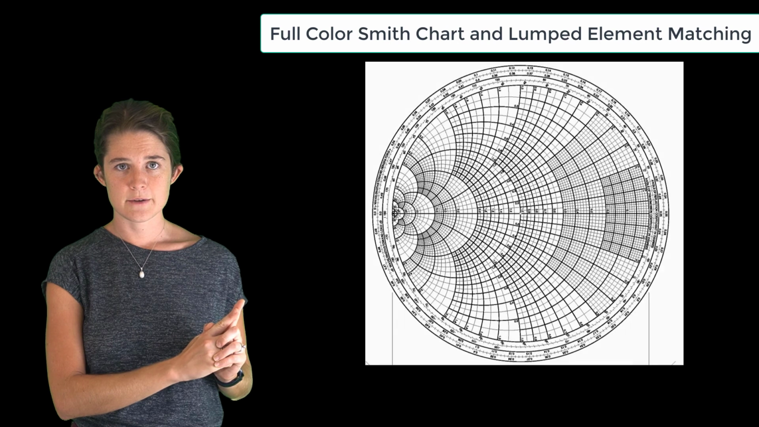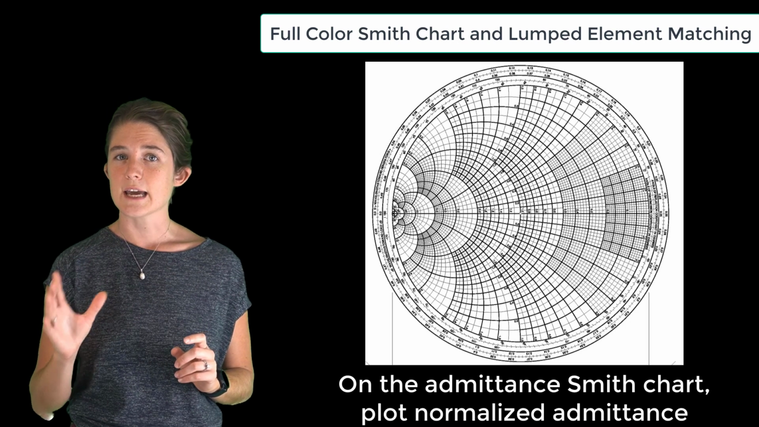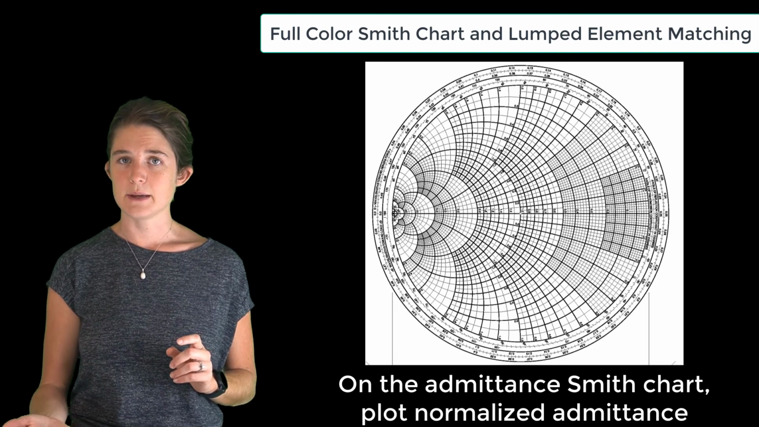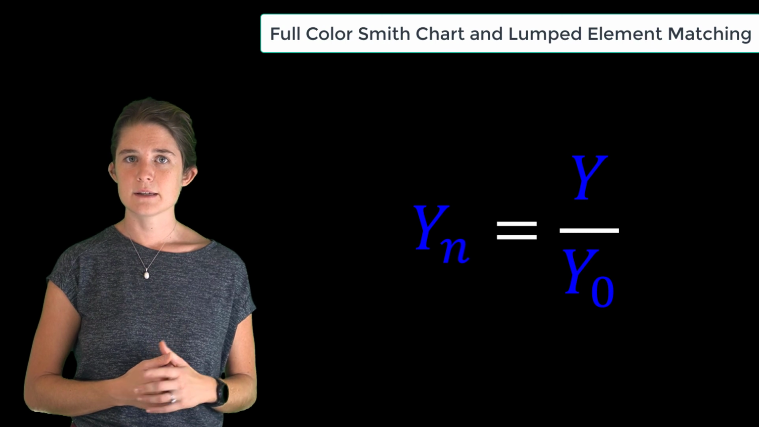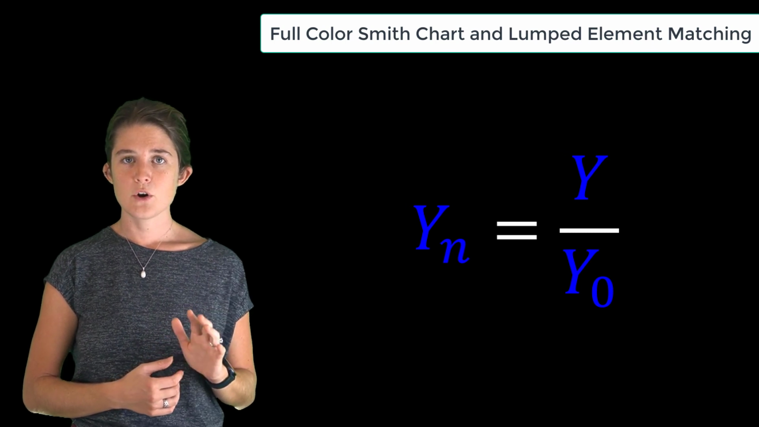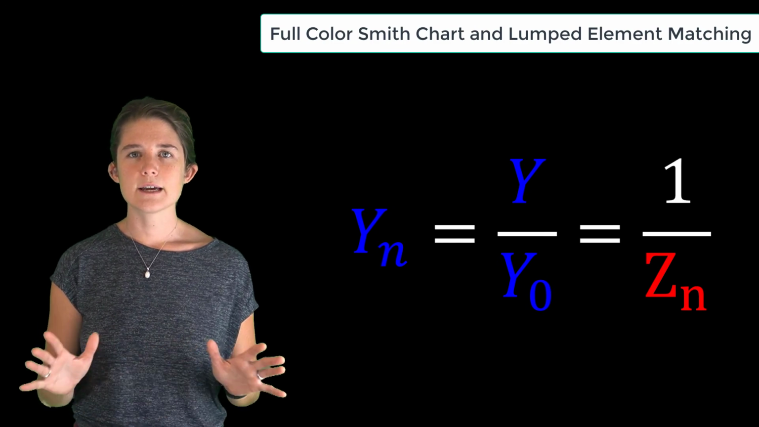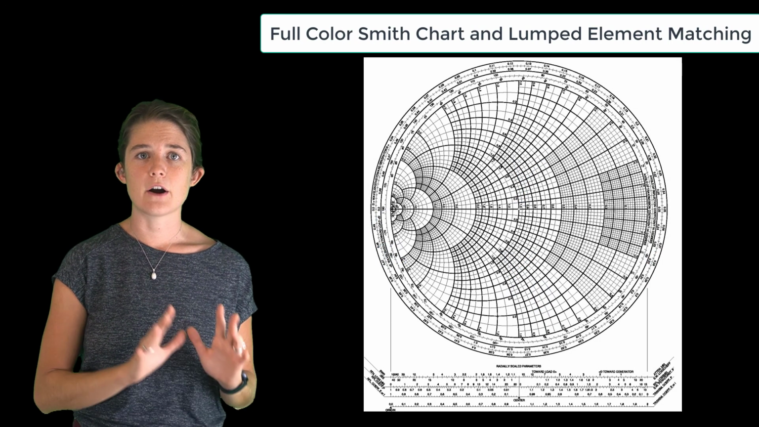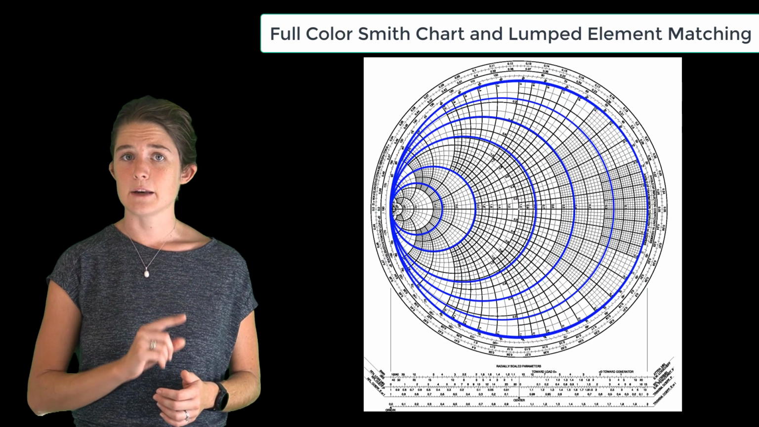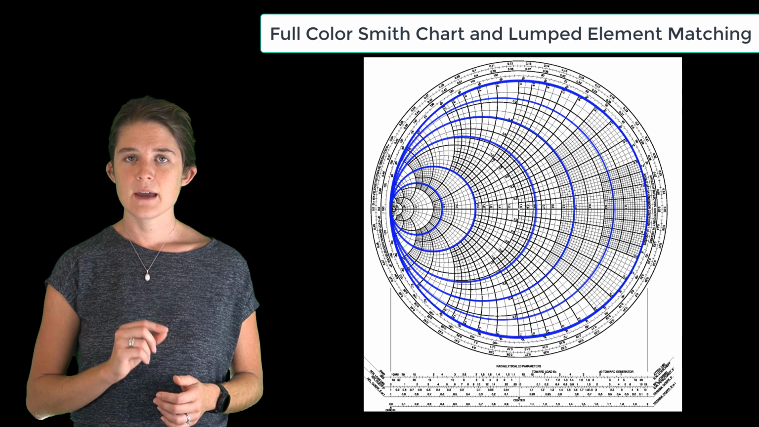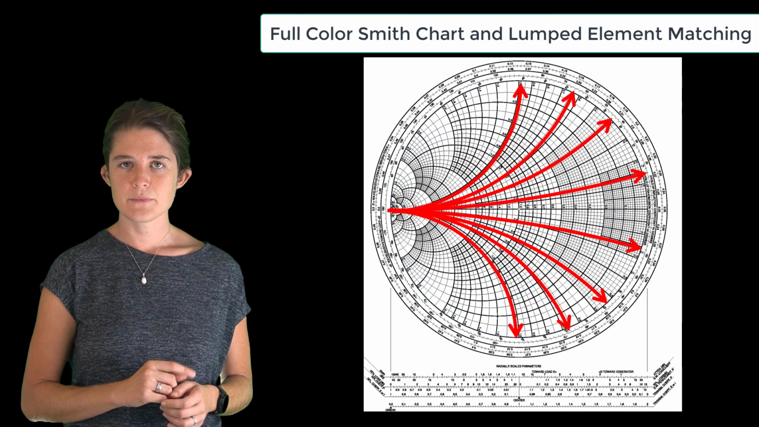Here's the admittance Smith chart. This is exactly the same chart, except that what we're plotting is normalized admittance rather than normalized impedance. Normalized admittance is equal to the load admittance divided by the system admittance, or 1 over the normalized load impedance. All the scales around the edges and at the bottom of this chart are identical to those on the impedance chart. These are the lines of constant real admittance, or conductance. And these are the lines of constant imaginary admittance, or susceptance.